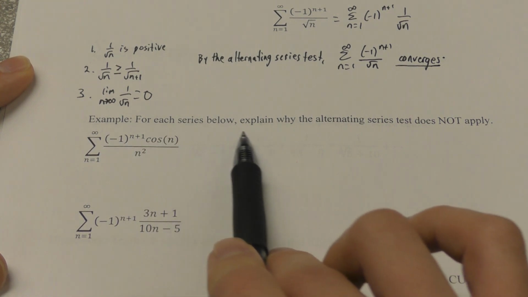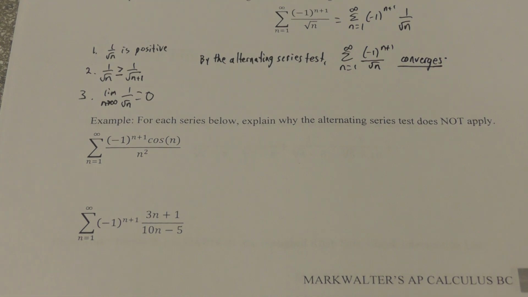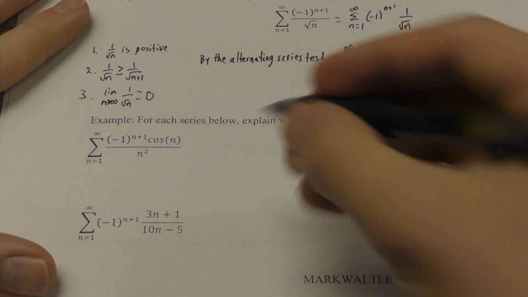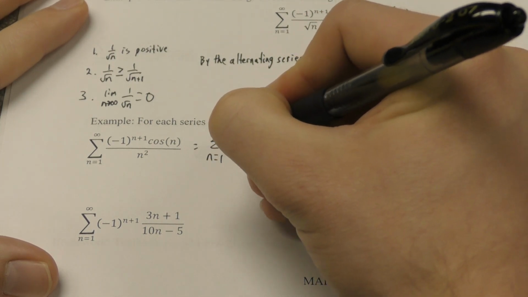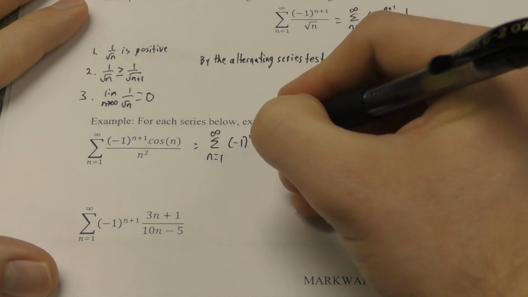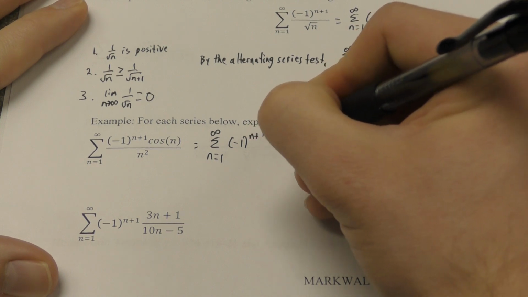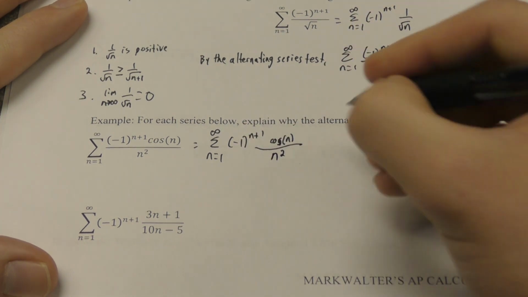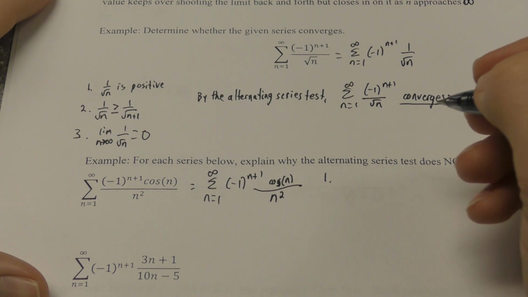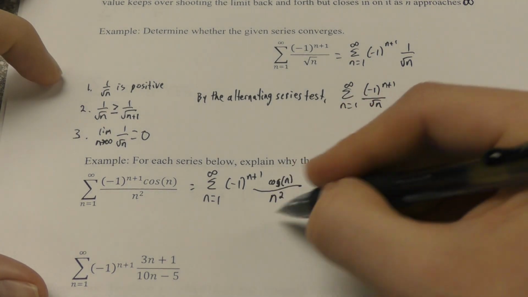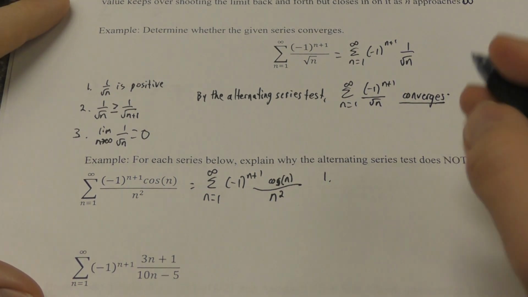So in this, for each series below, explain why the alternating series test does not apply. Okay, does not apply. All right, let me separate this out. The sum from n equals 1 of negative 1 to the n plus 1, cosine of n over n squared. Let's test each of our things. First I want to know whether this u sub n, the rest of this stuff, I know this part is alternating, does the rest of this stuff always stay positive?